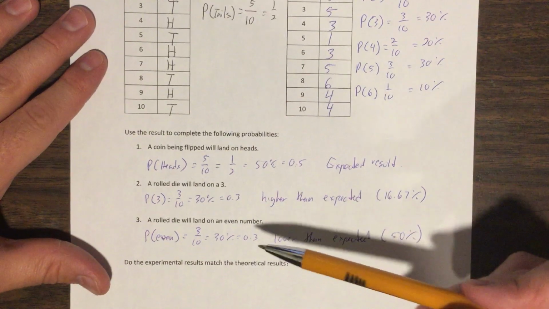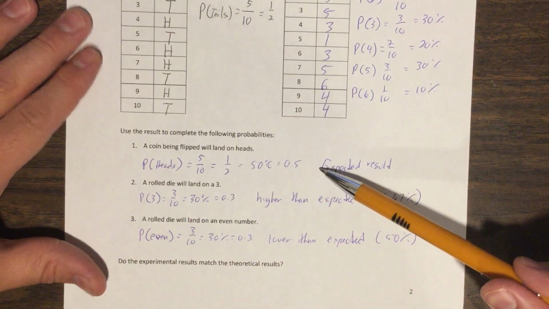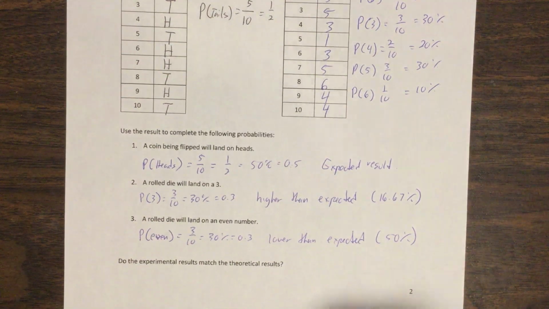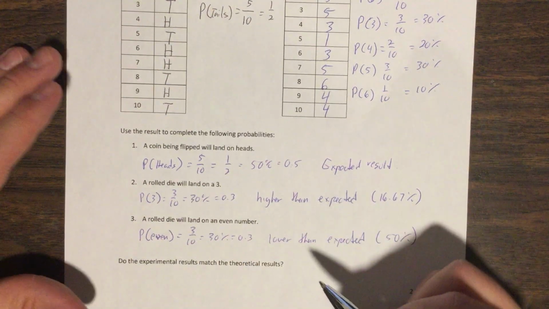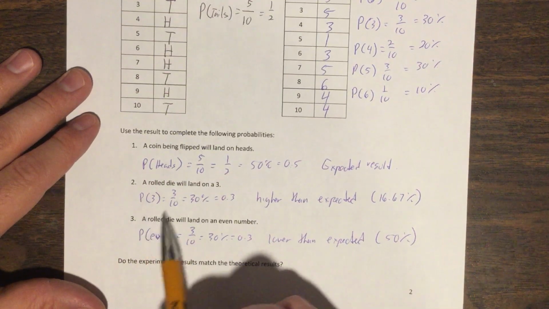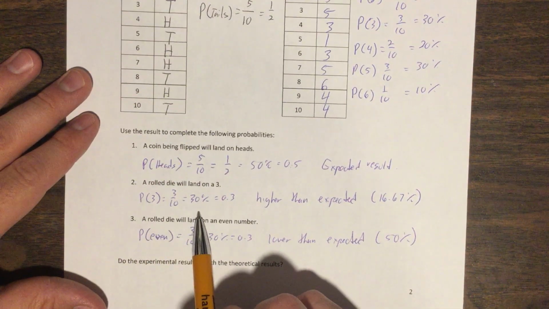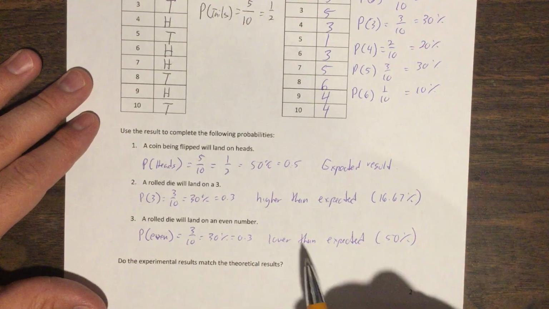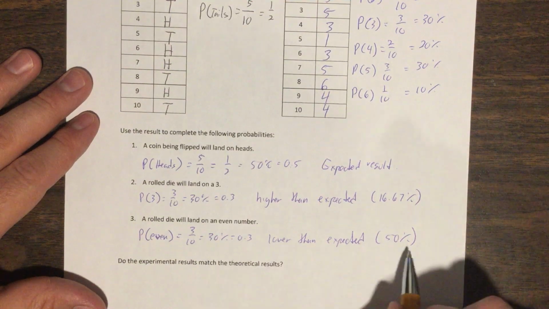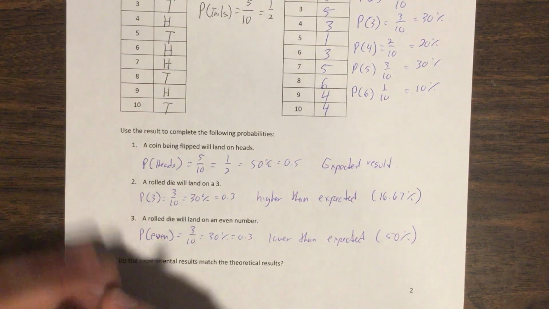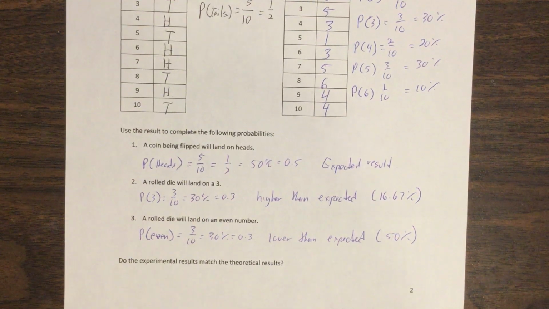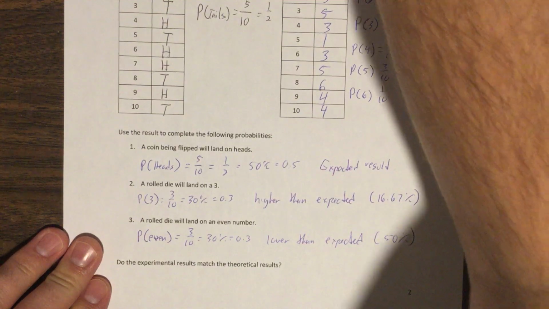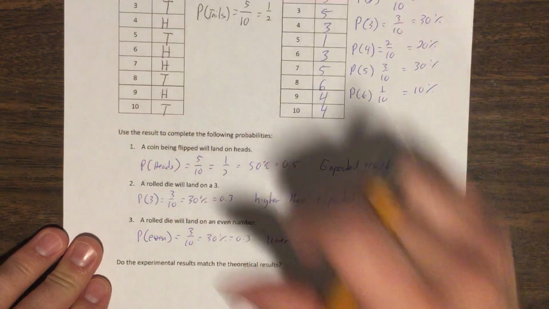Now, what we'll notice here is that the heads one was nailed exactly on, which again, sometimes happens, sometimes not. It all depends on the result that we get. Whereas the 3 was a lot higher than we would expect. We would expect 16.67%. And the fact that it's an even number was a lot lower than expected. We expected 50% and we only got 30%. So again, the experimental is a little different than the theoretical.